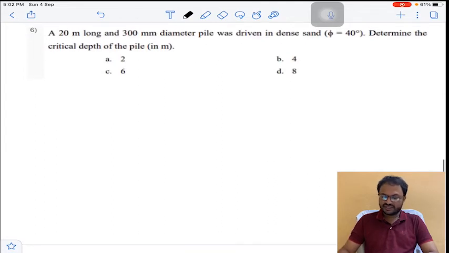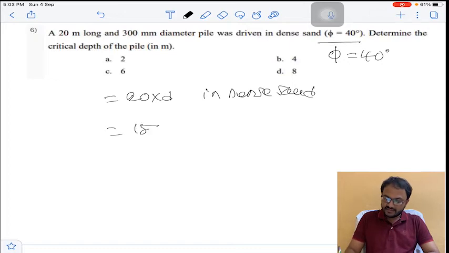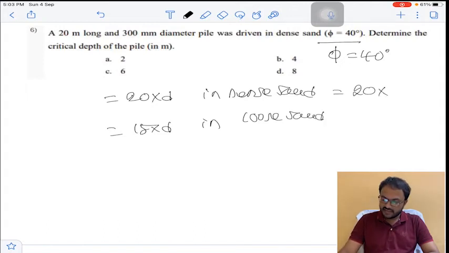Coming to the next question, a 20 meter long, 300 mm diameter pile was driven in dense sand, that is, phi is equal to 40 degrees. Determine the critical depth of the pile. Critical depth of a pile is 20 times the diameter of the pile in dense sand and 15 times the diameter of the pile in loose sand. So here 20 into diameter, which is 0.3, is 6 meters. So option C for question number 6.